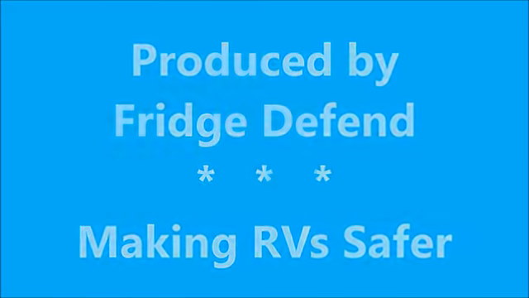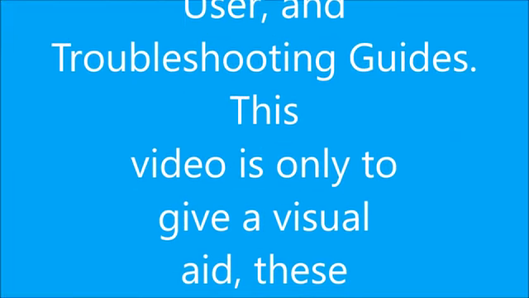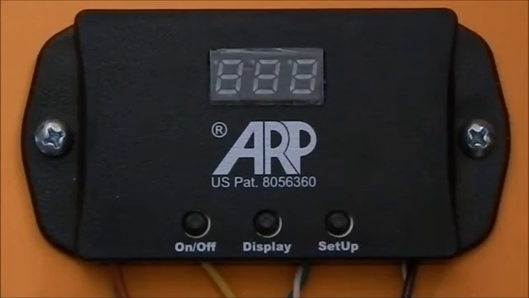This video teaches how to use the setup mode to read variables and change settings. We start this video with the ARP running. Note that the center dot is flashing.